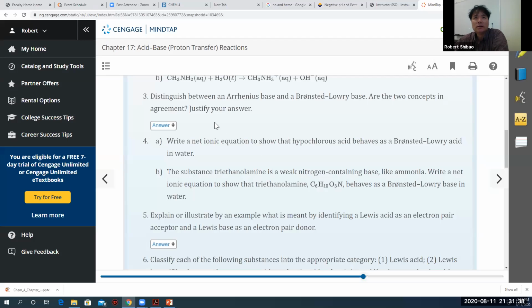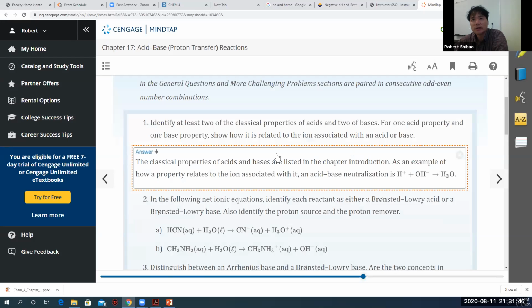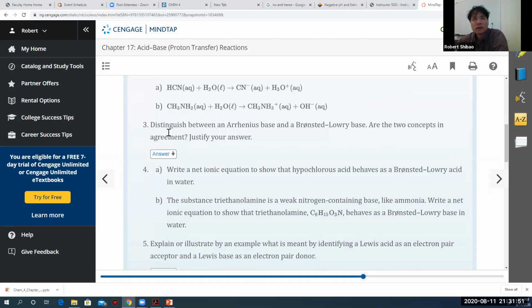Let's move on. Distinguish the classical properties. We want the chemical properties. That's really primarily what we're going to focus in on. Bases are bitter, as I said before, etc. Slippery.